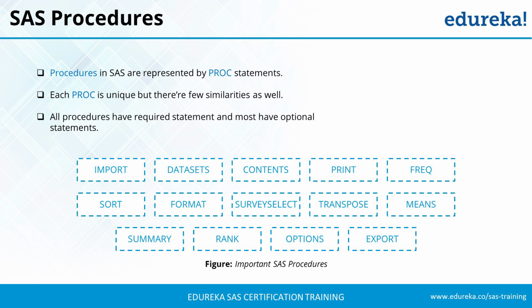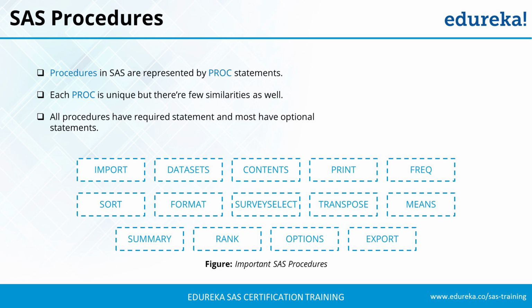Proc rank is if you want to rank data based on a certain variable. Proc options is if you want to see what options are available. For example, you have obs, firstobs, drop, keep. These are all options which come with SAS by default, so you can see that with proc options as well. Proc export is if you want to export the file. That's where you can use proc export.